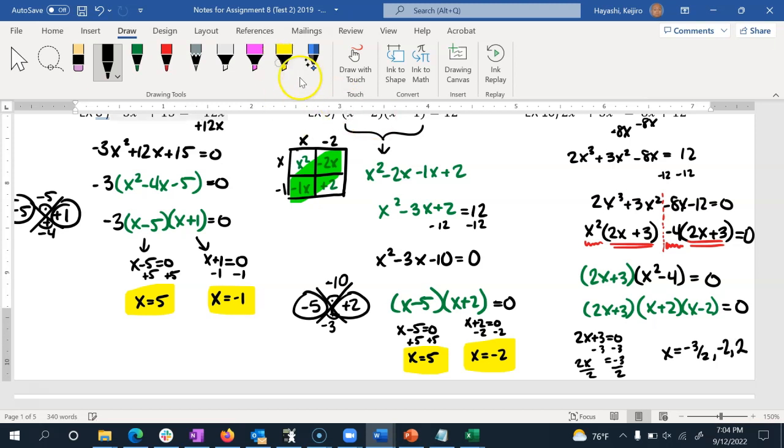And you can totally write your solutions like this. Instead of writing multiple statements that x equals various values, you can just write a comma-separated list of all the values that x can equal to make this true.